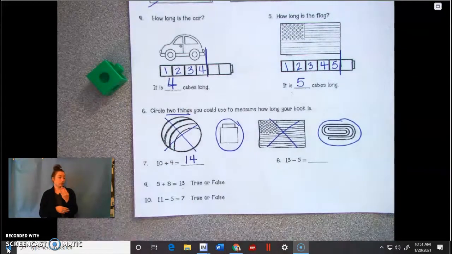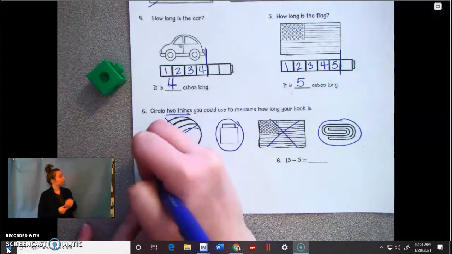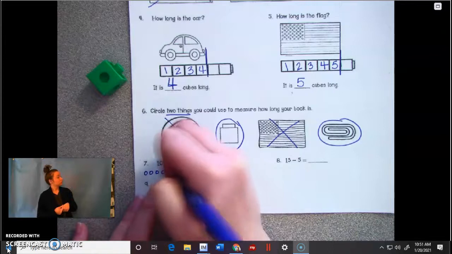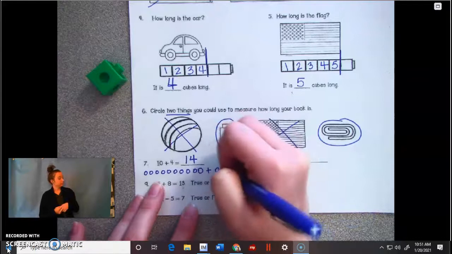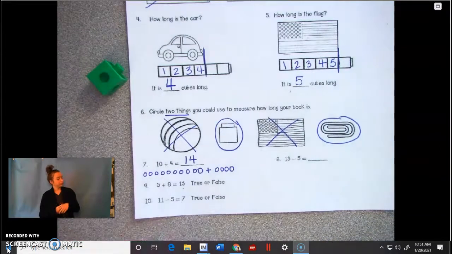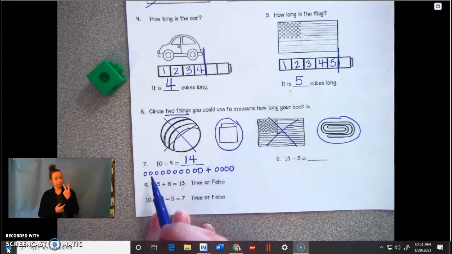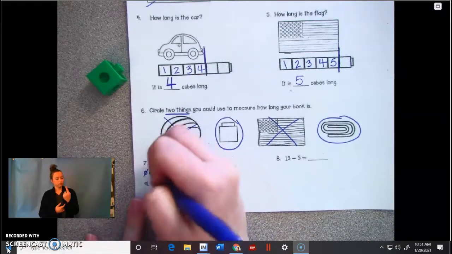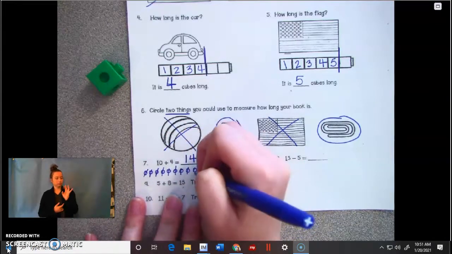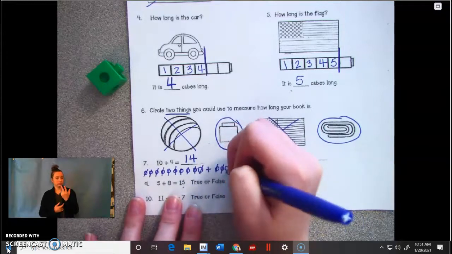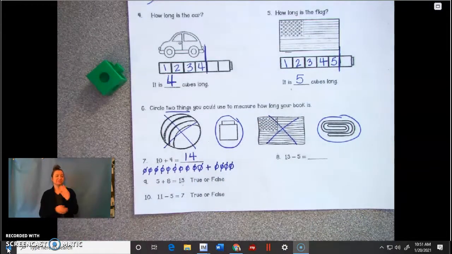14. I could also draw circles to help me figure out my answer. So I had 10, so 1, 2, 3, 4, 5, 6, 7, 8, 9, 10, plus 1, 2, 3, 4. Then I can count my circles all together. That would still give me 14, wouldn't it? Let's check. I'm going to mark them off as I count. 1, 2, 3, 4, 5, 6, 7, 8, 9, 10, 11, 12, 13, 14. So I got the same answer.